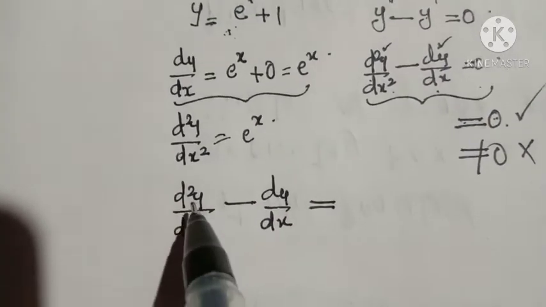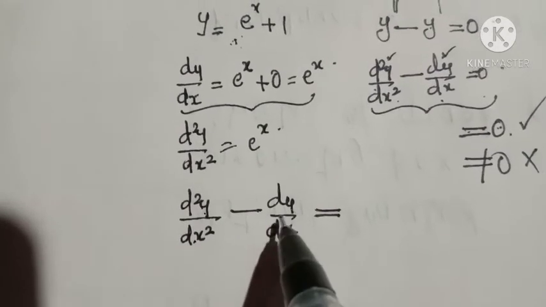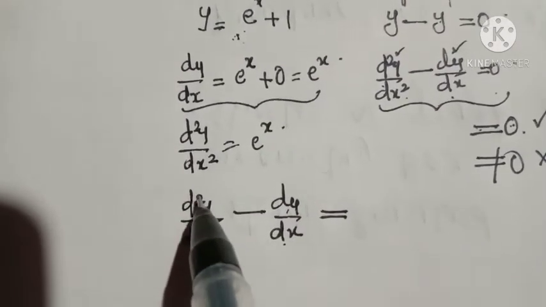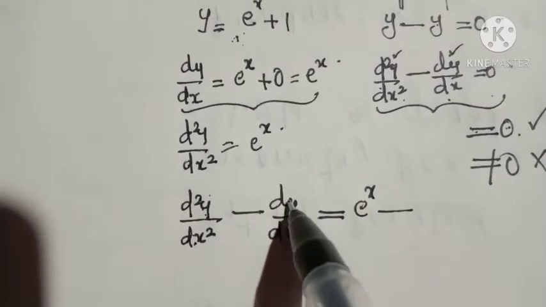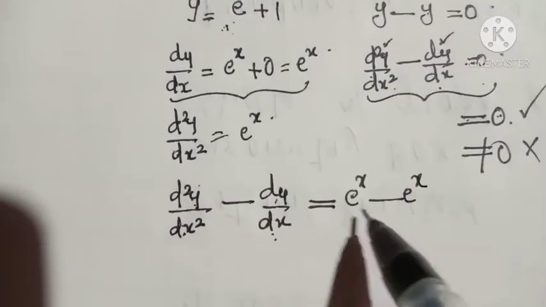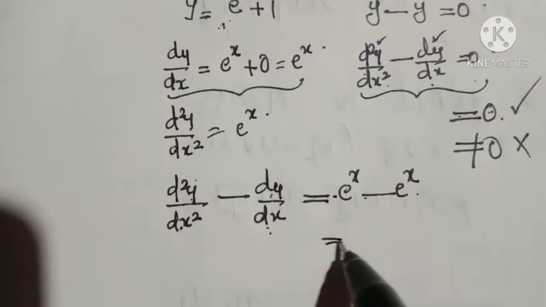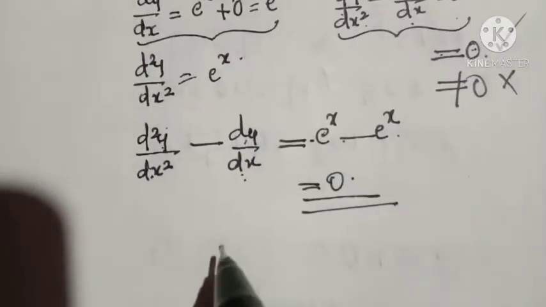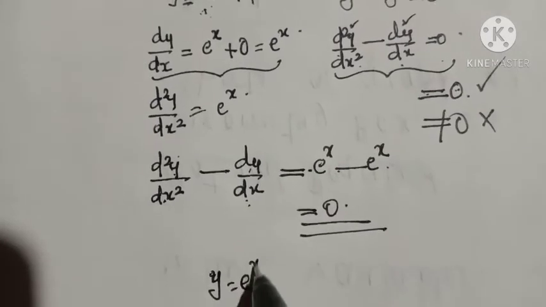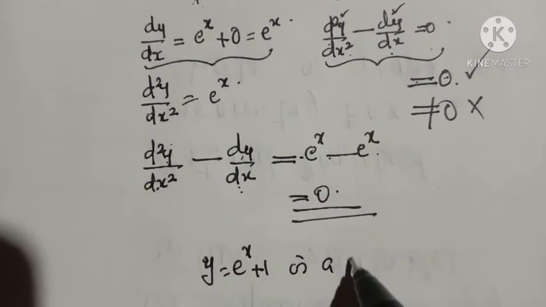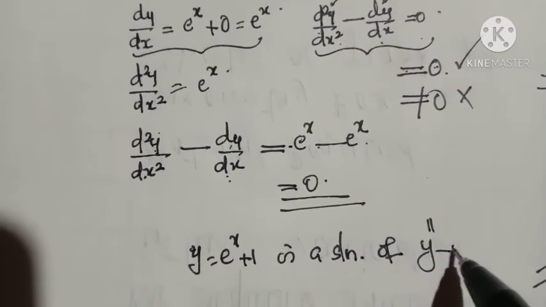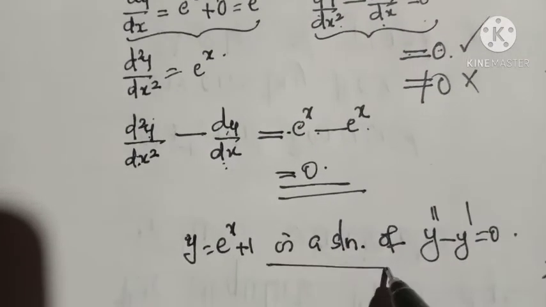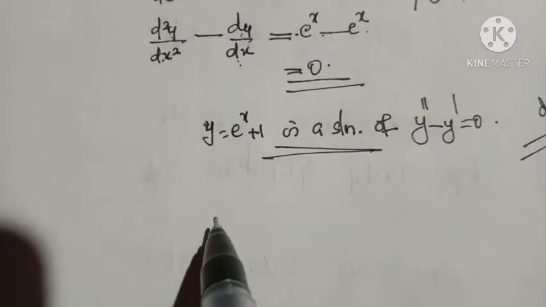Okay. Now put d square y by dx square and dy by dx. D square y by dx square is e raised to x, minus dy by dx, which is e raised to x. So e raised to x minus e raised to x is equal to 0. Therefore, y equal to e raised to x plus 1 is a solution of the differential equation y double dash minus y dash equal to 0. Okay. Let's see another one.